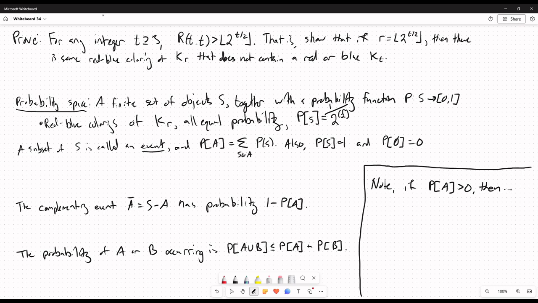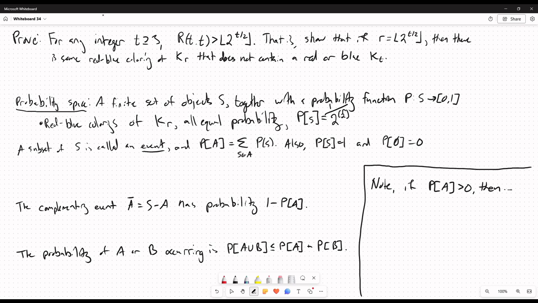All right. So now we're going to call any subset of S an event. And you calculate the probability of an event by summing up the probability of each element in that subset. Also, the probability of something in S happening is 1, and the probability of nothing in S happening is 0. To be a little bit more clear: the probability that at least one thing in S happens if I pick one randomly should be 1, and the probability of nothing getting picked if I pick at least one should be 0.